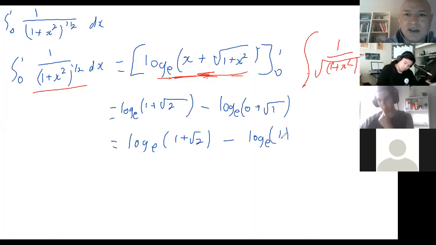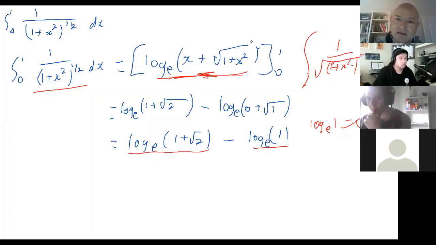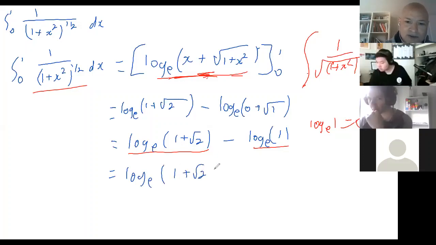Now, what can you tell me about log e of 1? It equals 1. It does not equal 1. That's what everyone says. It equals 0. Log e of 1 equals 0. So really, there's our answer. So this is log e of 1 plus the square root of 2. And that's using the knowledge of the previous two that we differentiated.